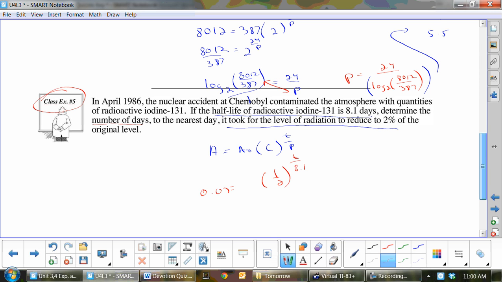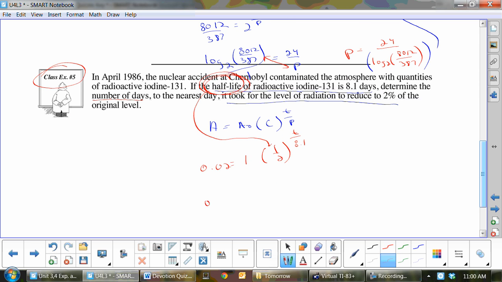That's what I would do. Or if you wanted, you could put 102. So, one half there, is that because it's decay? No, because of this thing. Half-life is always a half. That's the constant. So now you just have 0.02 equals one half to the T over 8.1. So now you can do your log, right?